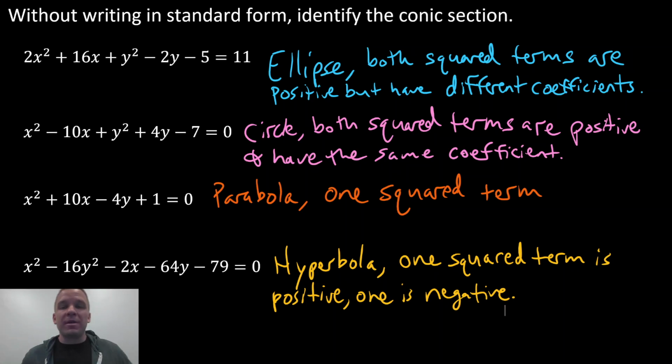We got all 4 of them. That's awesome. So we don't even need to complete the square. Write it in standard form. Oh my gosh, so much work. You can identify them right from here by looking at your squared terms.